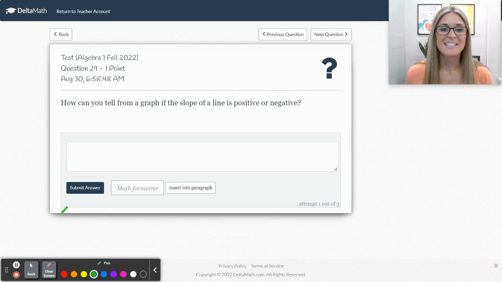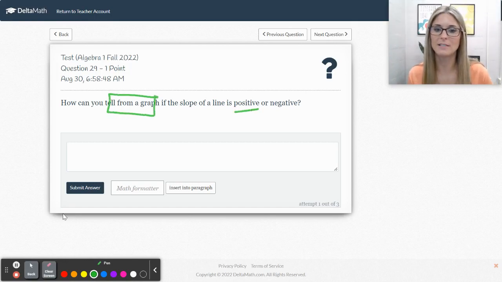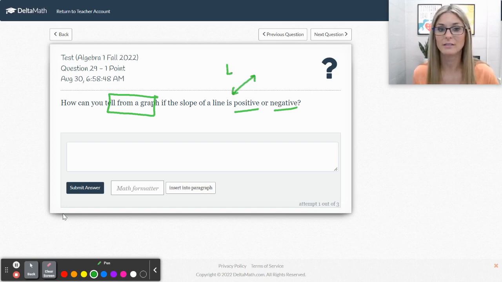Number 29, how can you tell from a graph if the slope of the line is positive or negative? I would say a positive line goes up from left to right. And that's a big deal for some students. Like they have trouble reading a line from left to right, but it's the same as reading a book or a sentence. We go from left to right. As long as it's going up from left to right, negative would be going down from left to right, just by looking at the graph.